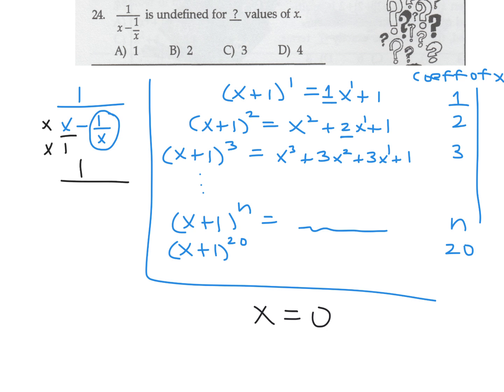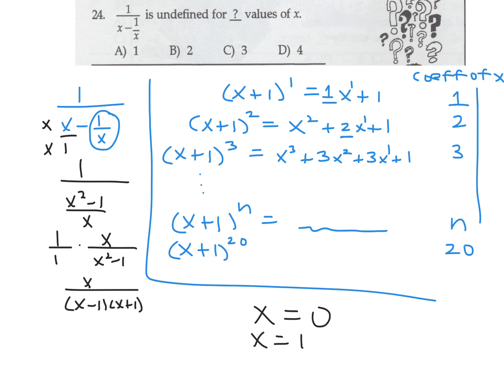So let's just add this. It'll be x squared minus 1 over x. So there'll be 1 over 1, invert and multiply, x squared minus 1. So that's x times x minus 1, x plus 1. And that's going to be undefined when x equals 0, 1, or negative 1. So the number of values is 3, for which that expression is undefined, and therefore that would be C.